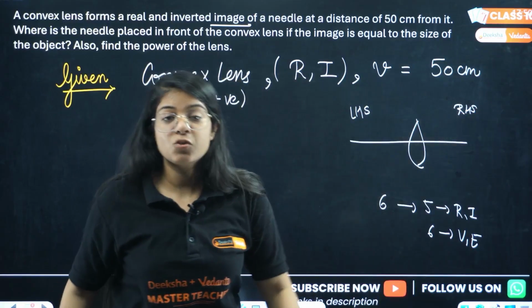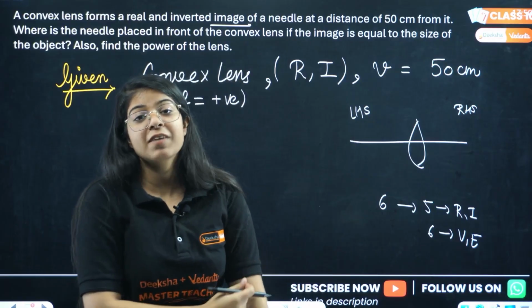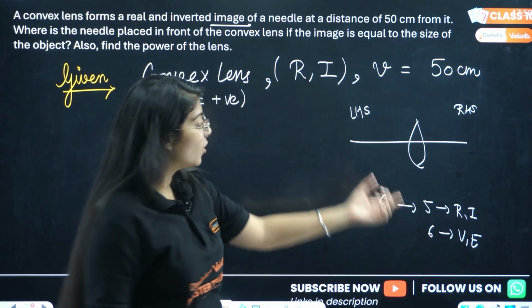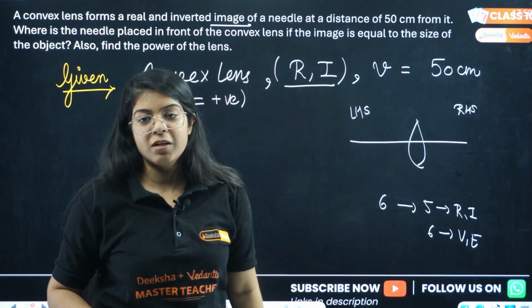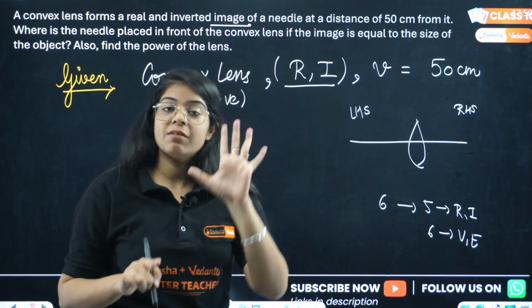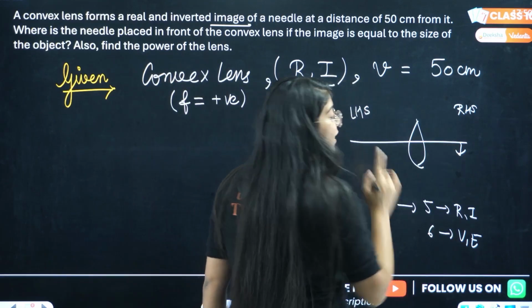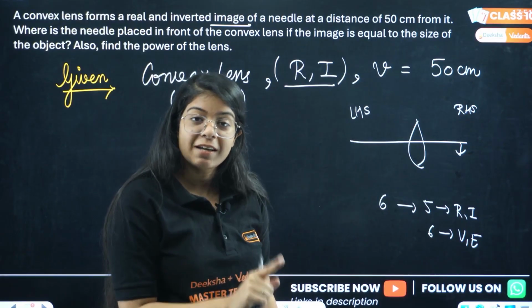In lenses, we know that light doesn't reflect back. It goes straight. In the first 5 cases, it forms a real and inverted image. It is always formed on the right hand side. That means the image distance is positive.